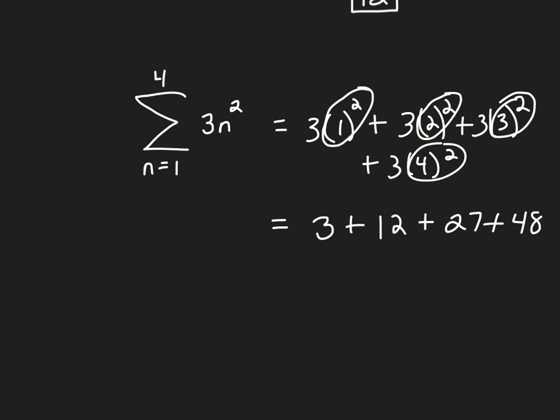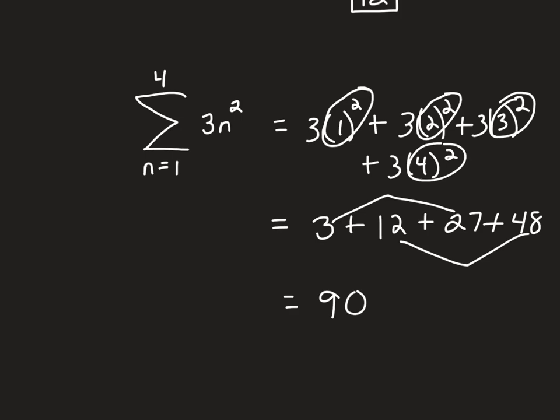Now to add these 4 numbers in my head, I would look for easy ones to add, like the 12 and the 48 make 60, and the 27 and the 3 make 30, and 60 and 30 is 90. And that's how you handle summation.